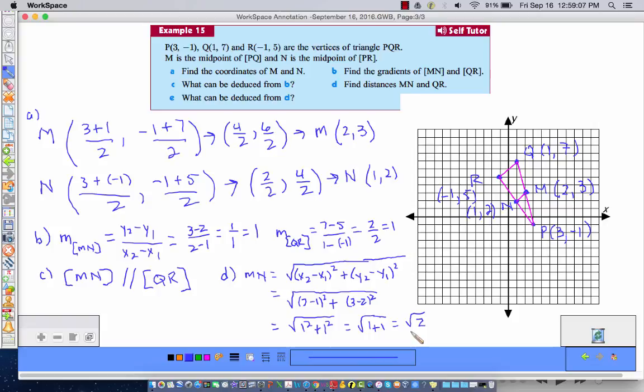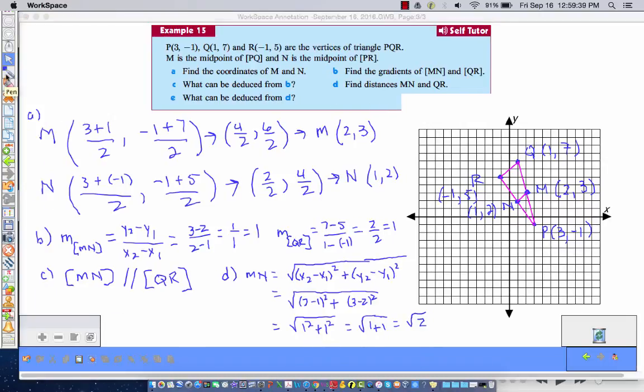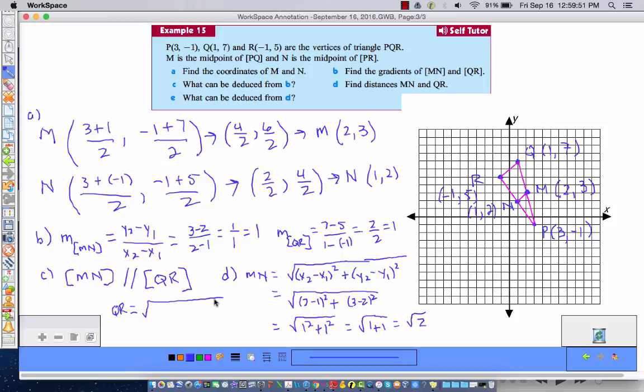Okay. And then they also want, let's see, QR. So then QR, I'll squeeze it in over here. The distance between Q and R is going to be equal to, using the distance formula again here, let me block this off so there's no confusion. This is all part D here. So QR, the distance between Q and R, is going to be the difference in our x's, so that's negative 1 minus 1 squared plus, let's see, 5 minus 7 squared.